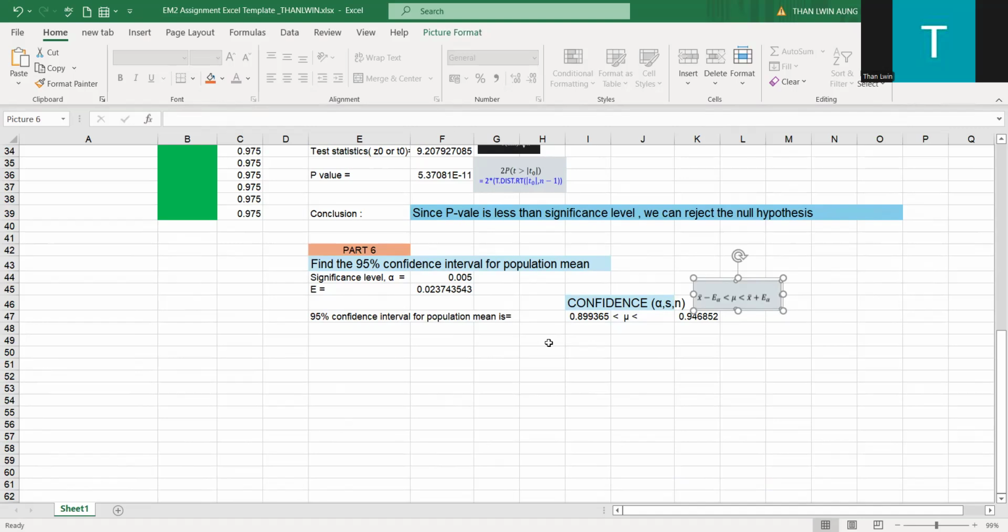the true mean attendance of the DB students is between 89.9% and 94.7%. So this entire interval is above 85%. It supports my earlier conclusion that DB students' attendance is higher than 85%.